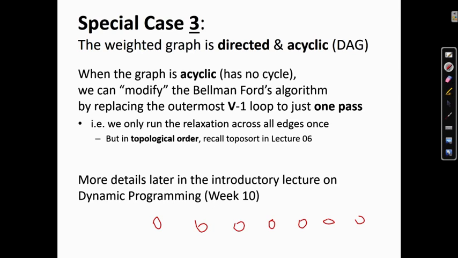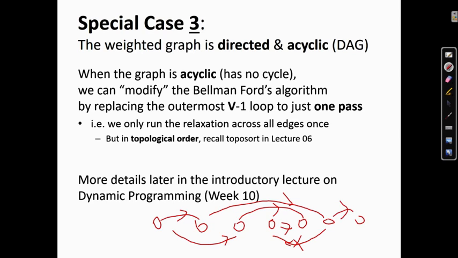Left to right, correct? You won't have edges pointing like this. You will only have edges pointing here, for example, here, like that, and so on and so forth. They're all pointing in one direction. No edge pointing backwards.